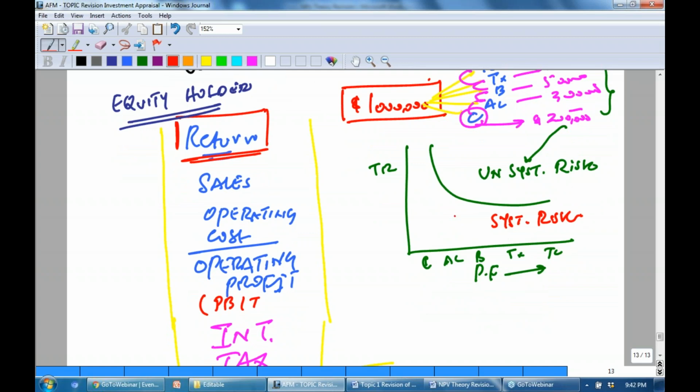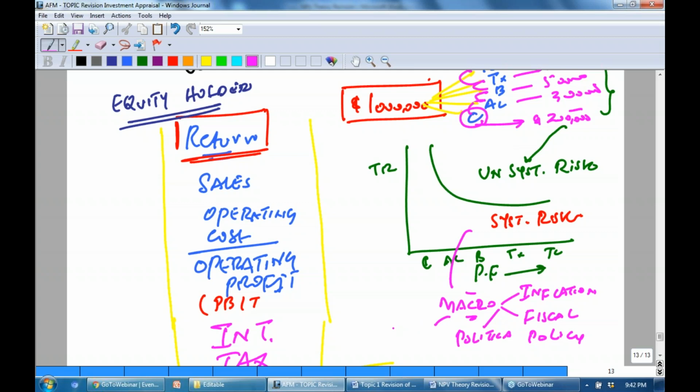The risk that cannot be avoided is all the macro factors outside the control of the company, like macroeconomic factors such as inflation, fiscal policy, monetary policy, like the political situation, like the current world issue, the coronavirus. Nobody can avoid it. That is the systematic risk.